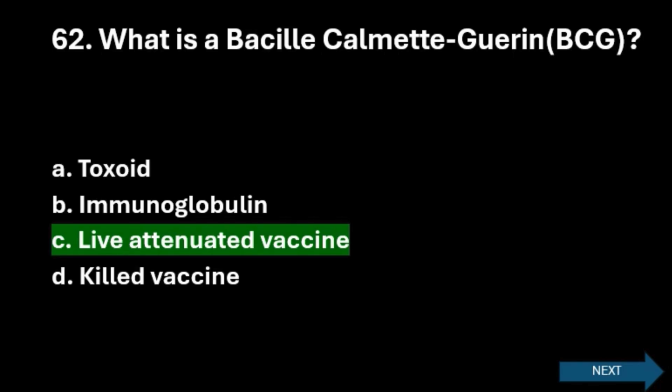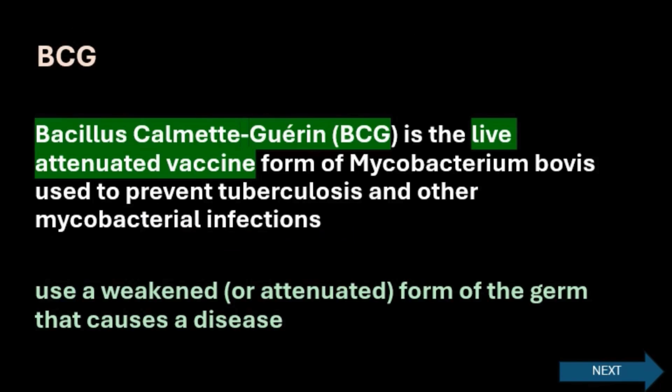BCG is the live attenuated vaccine from Mycobacterium bovis. It is used to prevent tuberculosis and other mycobacterial infections. Attenuated vaccine means it uses a weakened form of the germ that causes a disease.